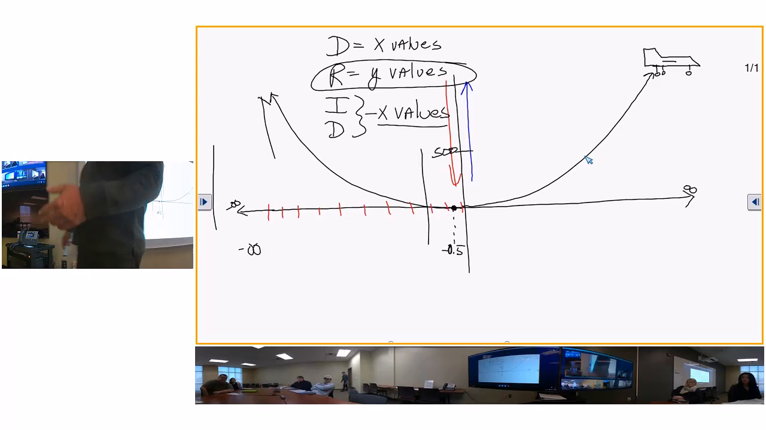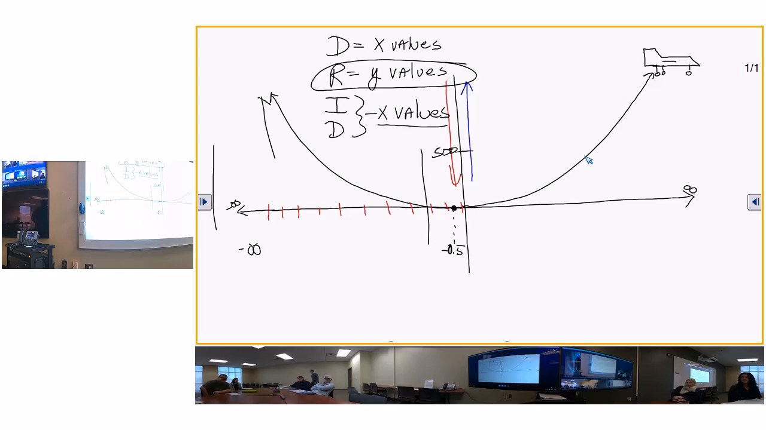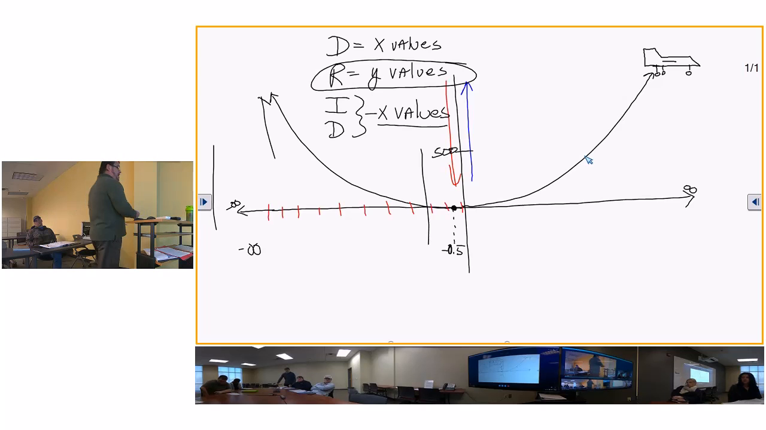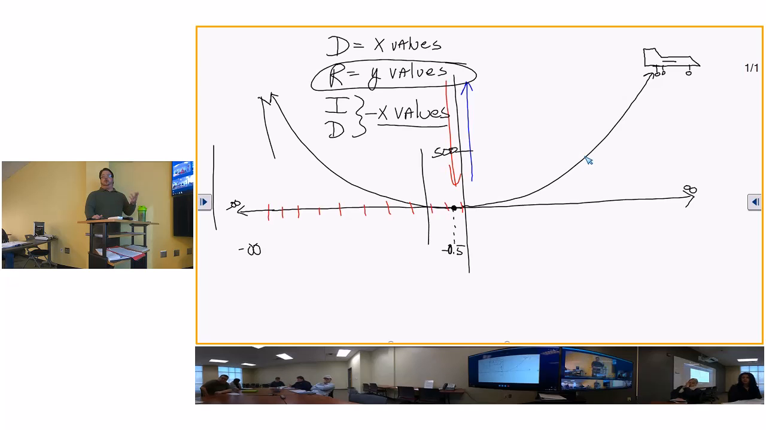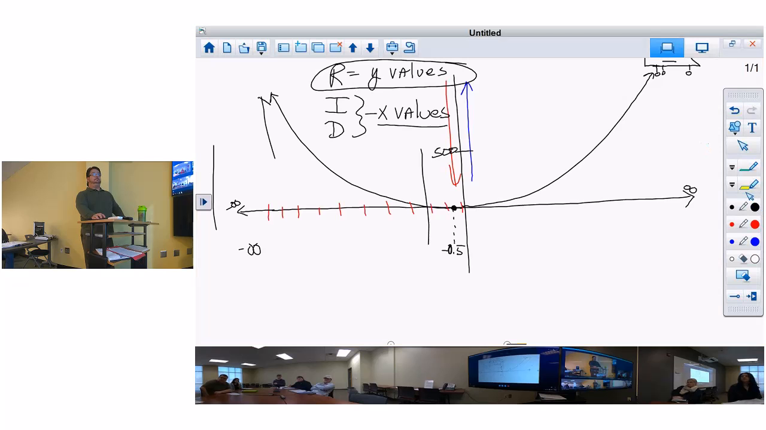So when you're talking about increasing and decreasing, there are no y-values, because descent and ascent, or decreasing and increasing, that's not a numerical value. You're just decreasing, and then you're increasing. Does that help? Remember the plane.